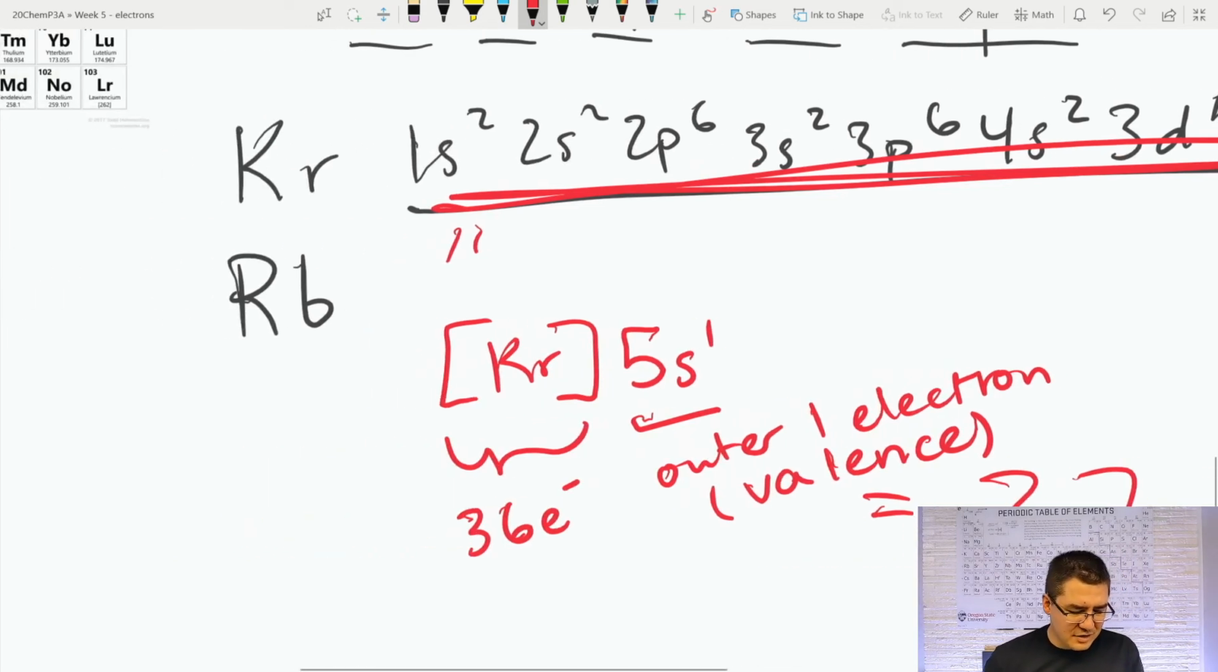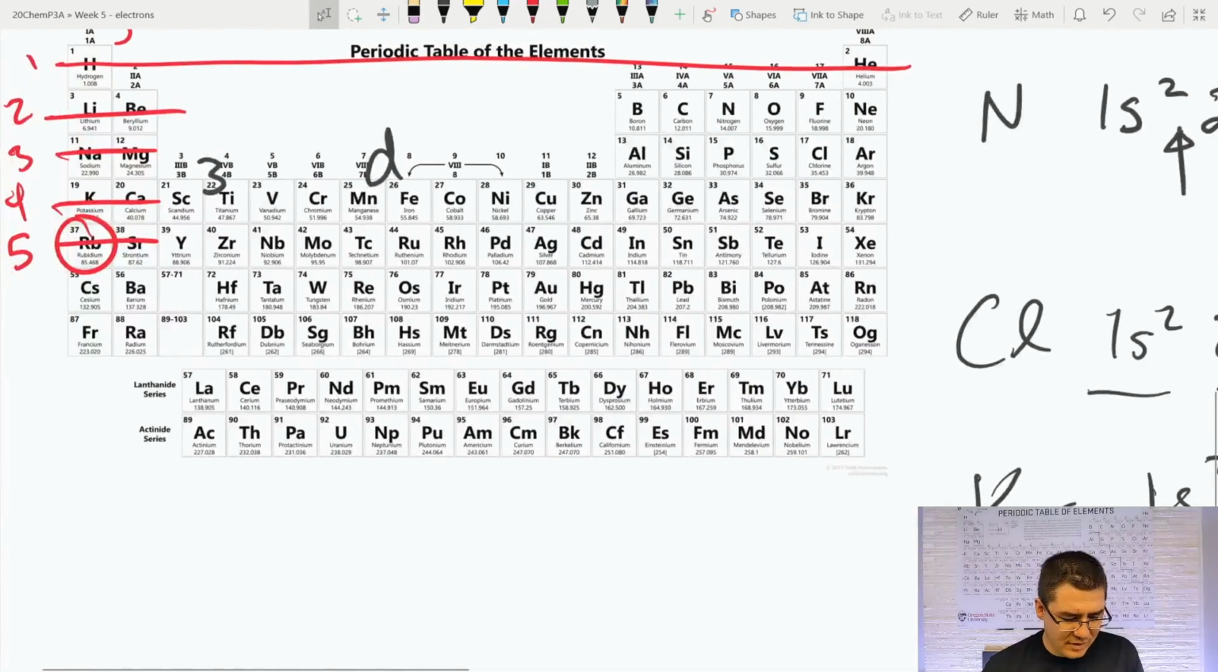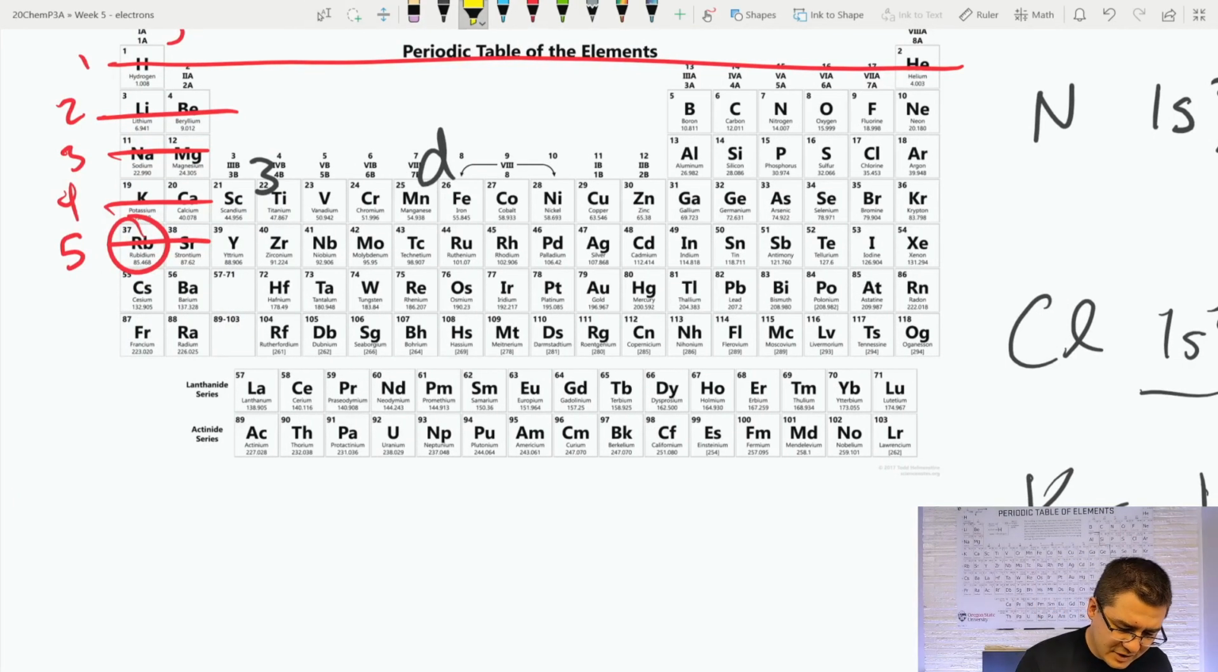Okay, let's try one more. Let's try silver, and we'll use the noble gas configuration. So actually, let's pick one further down. Let's pick gold.